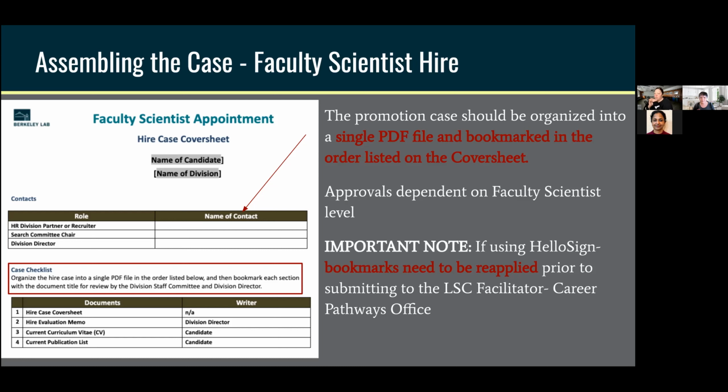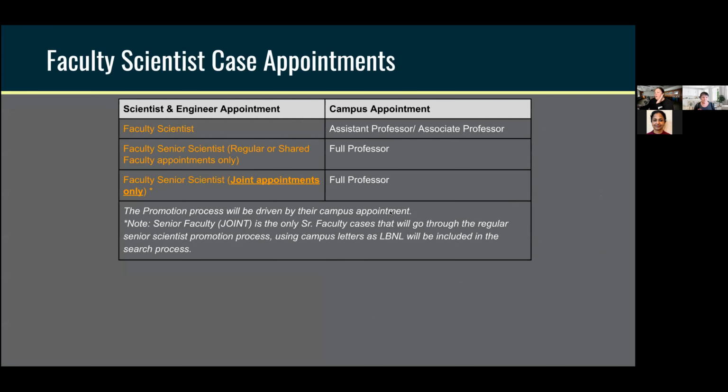Just showing here, the hire case for faculty is the case cover sheet and the evaluation memo, which is the memo from the division director as to why this person should be promoted, and it should be driven by campus. Then they'll include their CV and their current publication list. The only difference in the senior case, I think, is their current publication list, and also their promoted position description. It should be driven by the campus appointment.